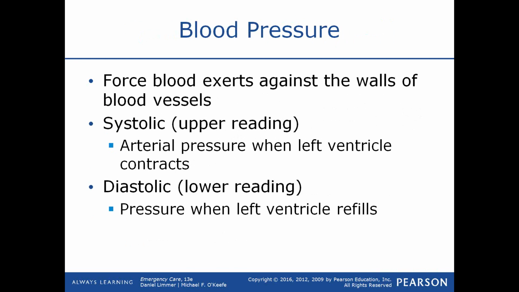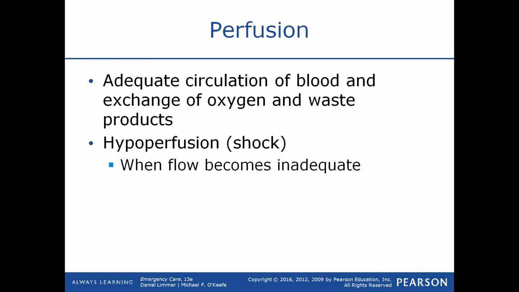The force of blood exerted against the wall of the vessel is known as the blood pressure, and we measure it in a top number and a bottom number. The top number is the systolic pressure, and that's the pressure in the arteries when that left ventricle contracts. The bottom number of your blood pressure is known as diastolic, and that's the pressure when the left ventricle refills. But more importantly, the diastolic number is the pressure in the arteries all the time. And the higher that diastolic is, the more pressure is exerted against the walls of your artery, and the harder your left ventricle has to work to pump blood to all parts of your body. So we're real concerned about that bottom number.